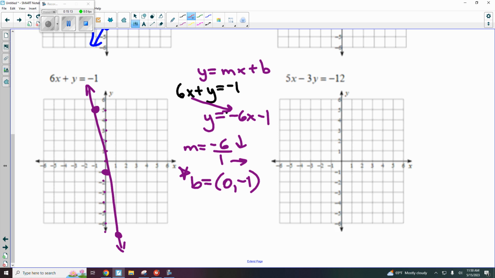And now the last one for us. Same thing as before. I'm going to rewrite it out to the side because it is not in slope-intercept form. And we need it to be in slope-intercept form. So I want it to look like my y equals mx plus b.